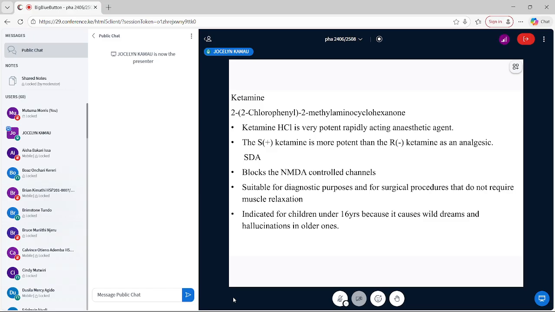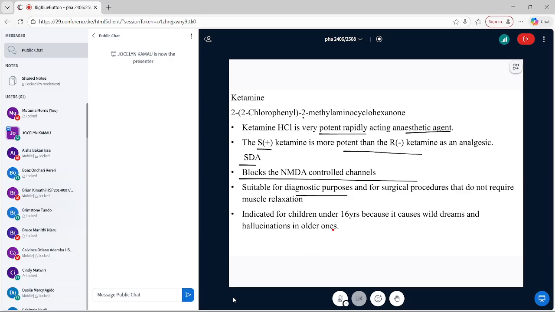We had already mentioned its mode of action. It blocks the NMDA controlled channels, which are controlled by glutamate with the co-agonist glycine, and these are the main excitatory receptors. Once you block them, you bring about depression. It is suitable for diagnostic purposes and for surgical procedures that do not require muscle relaxation. If you want muscle relaxation, you can give a muscle relaxant, because ketamine does not have any muscle relaxant activity.